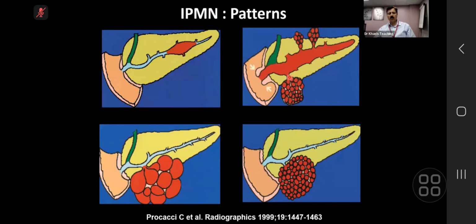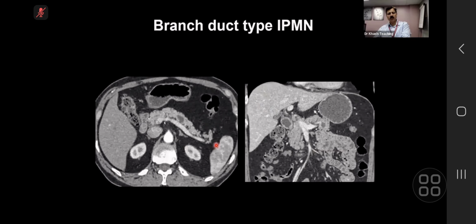Histologically, it will always be visible, but radiologically at times it will not be visible. And it can be multiple, this bunch of grapes type of appearance. They can be larger also. So these are the various patterns which you have to remember.